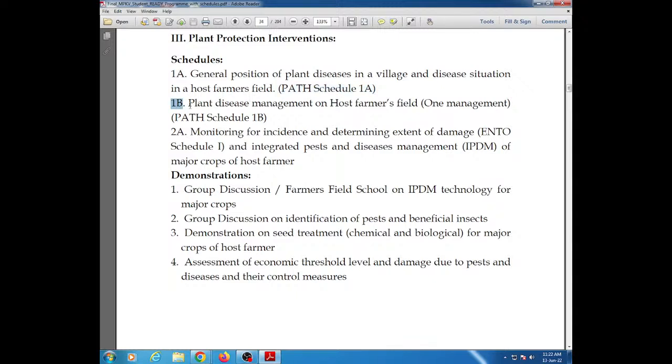Then 1B, plant disease management on host farmers' field. So one management method or one management practice should be implemented. How you implement it is to be taken up in the schedule, that is path schedule 1B. Now 2A, monitoring for incidence and determining the extent of damage, that you have seen in schedule 1, and integrated pest and disease management, IPDM, of major crops of the host farmer. Under this you will have the schedules completed.